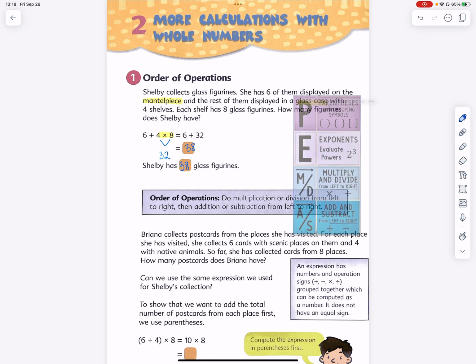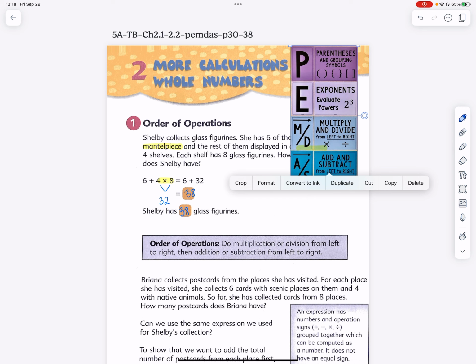So let's review. Let's bring back order of operations. Do multiplication and division from left to right. From left to right. This is your left, this is your right. And then follow with addition, subtraction, also from left to right.